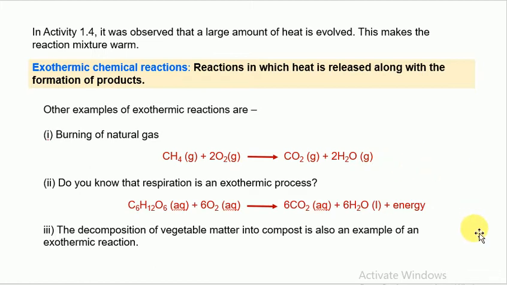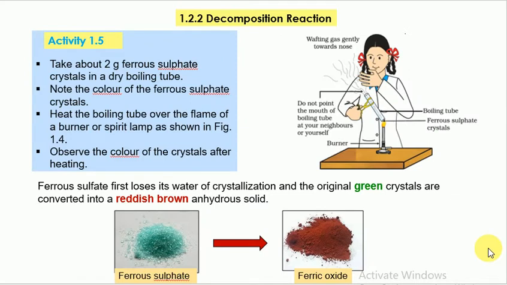Respiration, which occurs inside the cells in a body, is also an exothermic process in which glucose is broken down in the presence of oxygen to give carbon dioxide, water, and energy. This energy is used by us to do various types of work. Another example of an exothermic reaction is the decomposition of vegetable matter. When vegetable matter decomposes into compost, it also gives heat. So this is also an exothermic reaction. That was combination reaction.